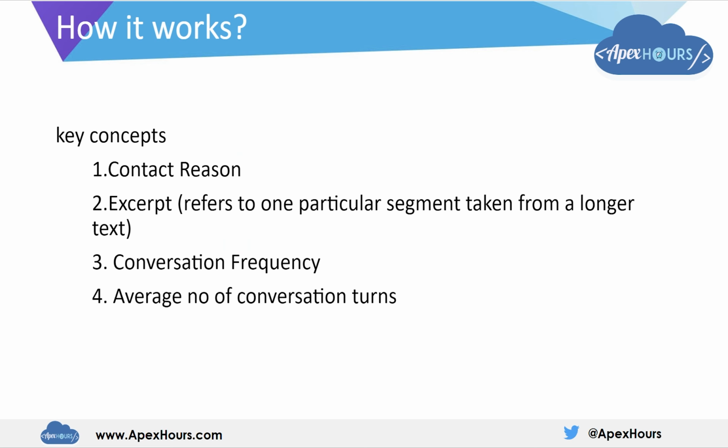So in these two main concepts, which it captures as input, what are the outputs? The two main outputs are conversation frequency and average number of conversation turns. In a nutshell, conversation frequency is how much time the session took. Let's say from the minute I initiated the chat until the chat session ended, what is the total amount of time it took? That's the conversation frequency.